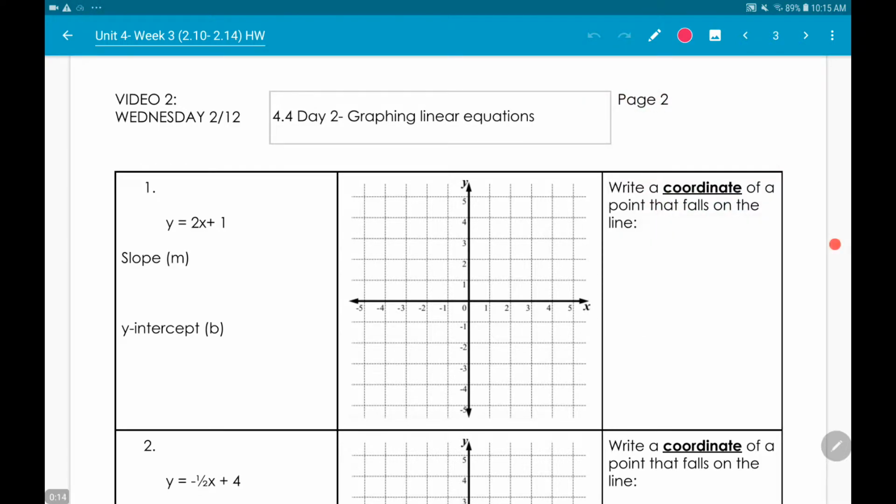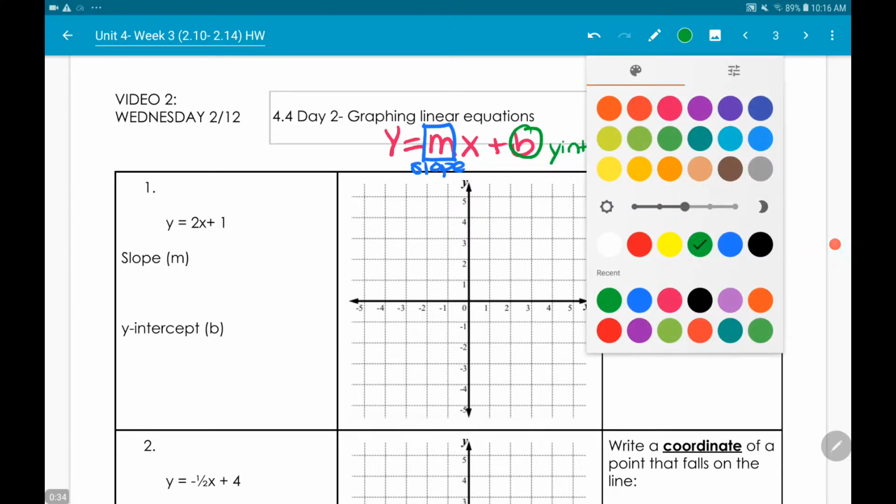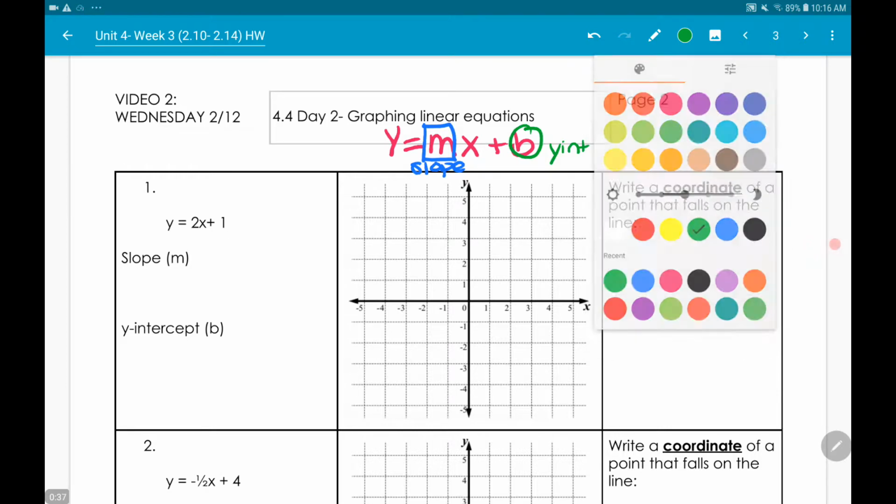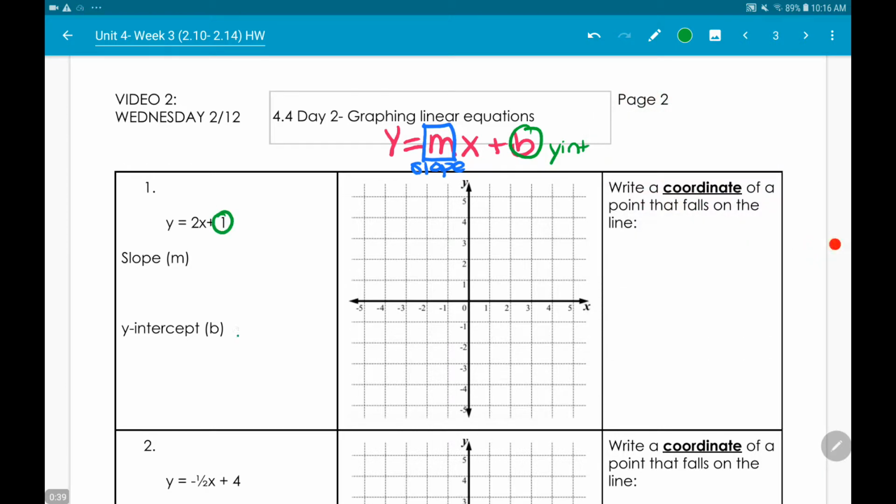So when I'm graphing a linear equation, I need to first identify my slope. So we remember our original format is y equals mx plus b. Our m, or our slope, always goes next to our x. And our b, or our y-intercept, is the one that's by itself. So going to this first one, I see this number is by itself, so that's going to be my y-intercept. So my y-intercept is 1. And the one with the x is 2, so that is my slope.